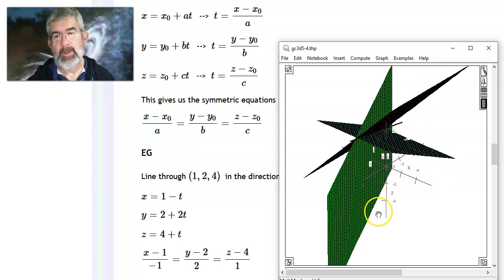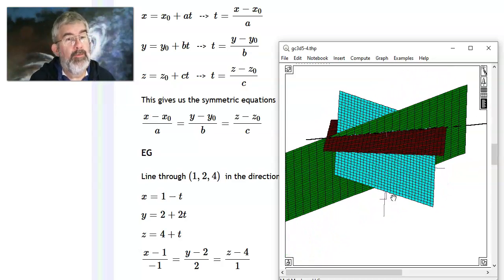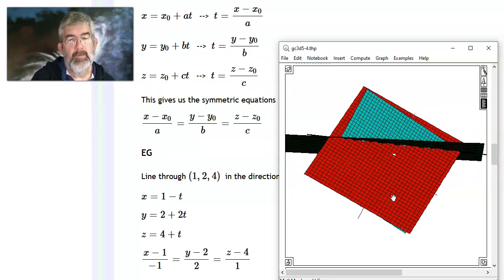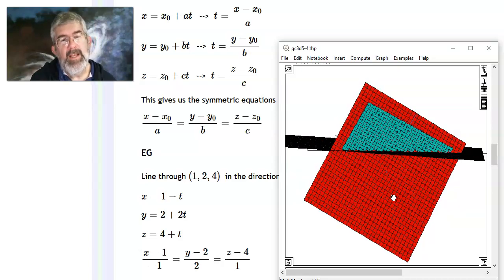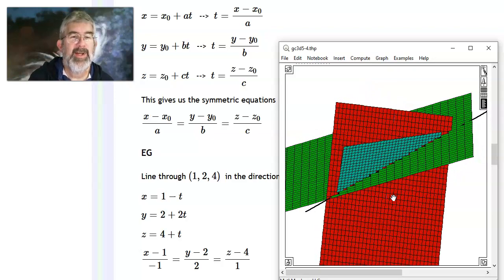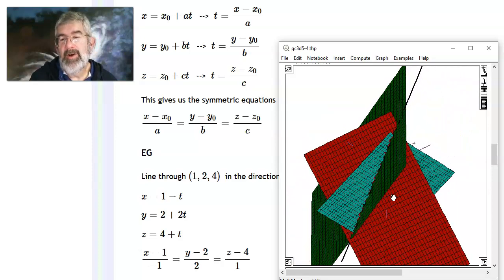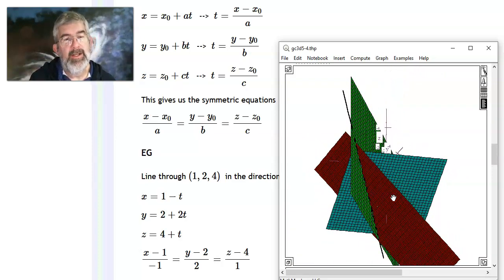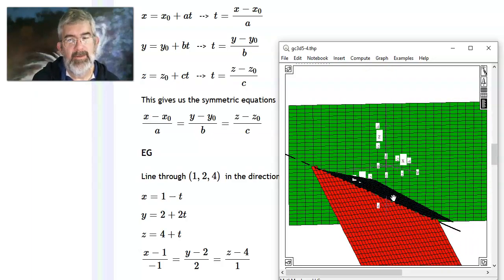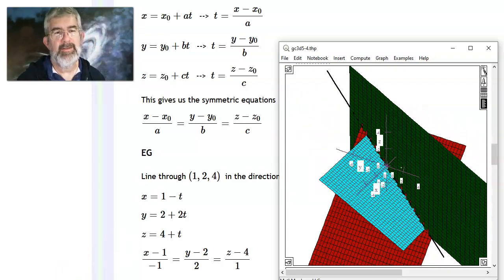Now, I will admit to you that pretty much every Calc 3 book that I've ever learned from or taught from goes through symmetric equations of a line. I have never seen them anywhere else. I've never used them at all in everything that I do. I'm not really sure why it's always in the books, but there it is. You're talking about a line by giving a couple of equations of planes, and the line you're interested in is the intersection.